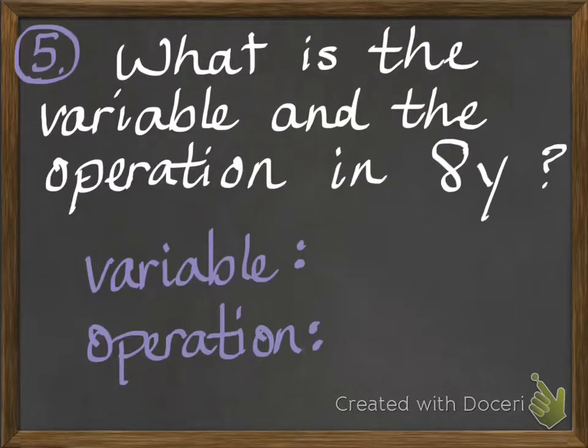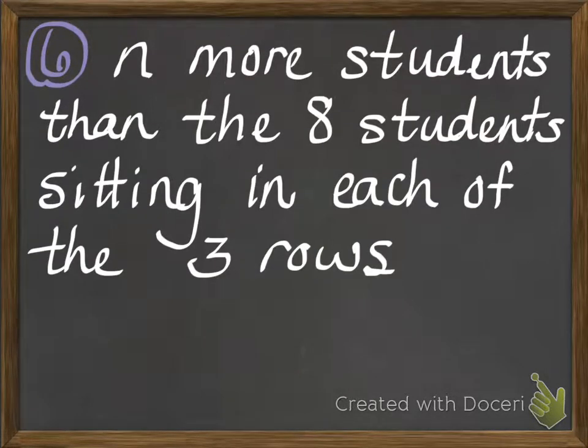All right, number 5. What's the variable and the operation in 8y? Let's see if you can remember. What's the variable and the operation in 8y? If you said the variable is the letter y, you're correct. If you said the operation is multiplication, you are correct. Good job.